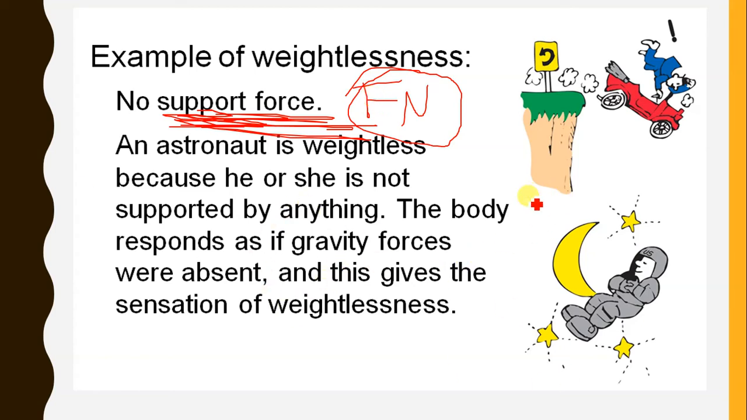An astronaut is weightless because he or she is not supported by anything. The body responds as if gravity forces were absent, and this gives the sensation of what? Of weightlessness.